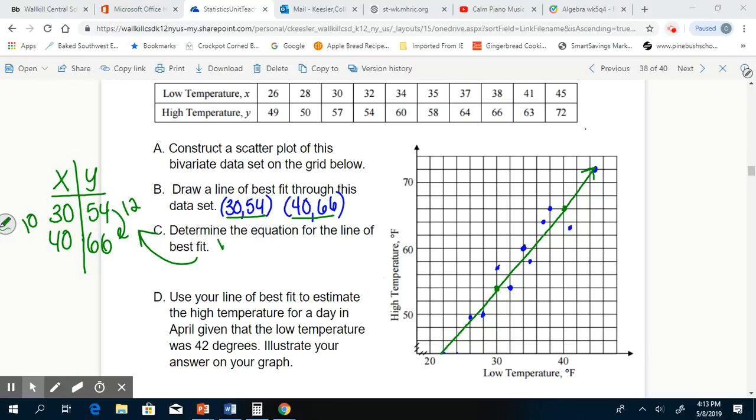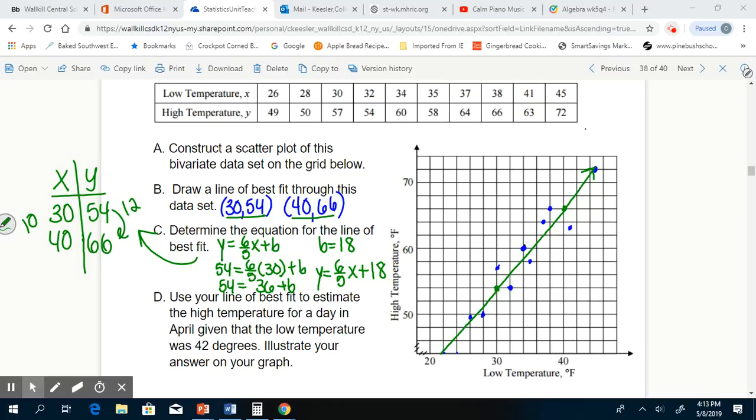So 12 over 10 is our slope, or 6/5 rather, if you were to simplify it. So I'm going to have y = 6/5 x + b. Now I have to solve for b. So I can plug in one of those 2 points that we just calculated. So 54 = 6/5 of 30 + b. So 54 = 30 divided by 5 is 6, times 6 is 36, + b. And if I subtract 36 from both sides, b winds up being equal to 18, making my line of best fit y = 6/5 x + 18.